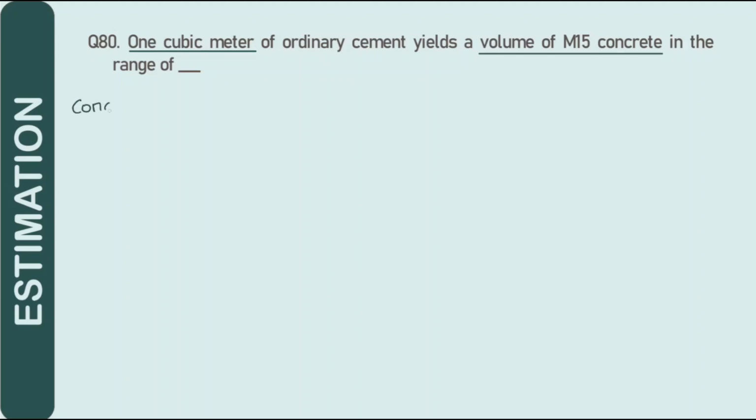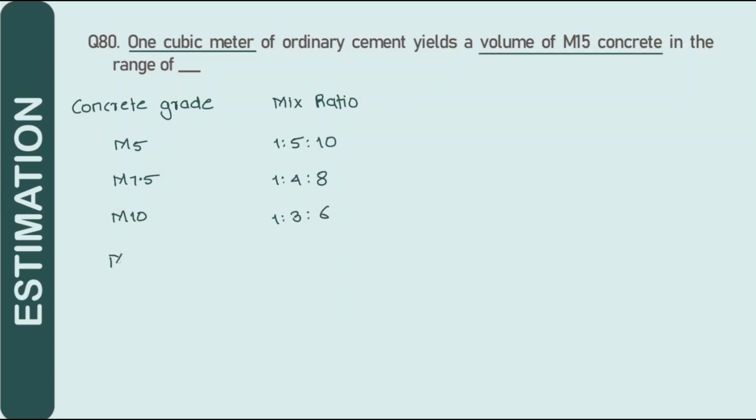1 cubic meter of ordinary cement yields a volume of M15 concrete in the range of. So what you have to do is you have to remember the concrete grade and their mixed ratio. So like M5 is 1 is to 5 is to 10, M7.5 is 1 is to 4 is to 8. So similarly you have to remember these, some basic requirements for the GATE exam. So M5, M7.5, M10, M15, M20, M25, these are the variously asked usually.